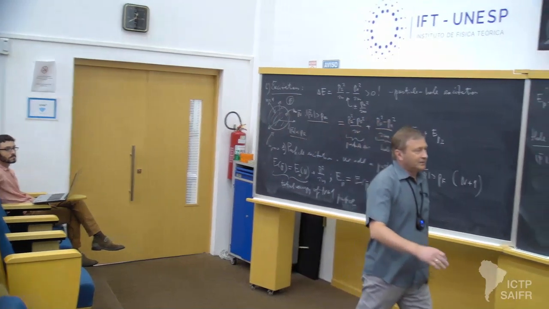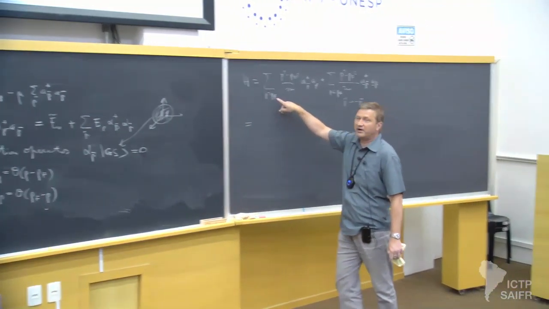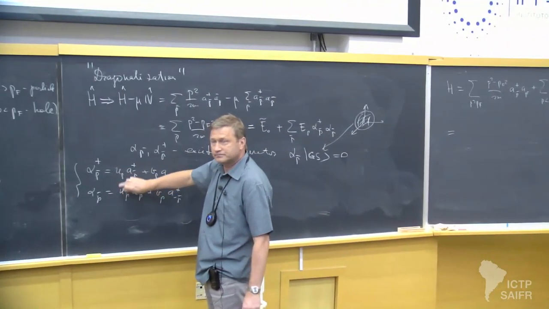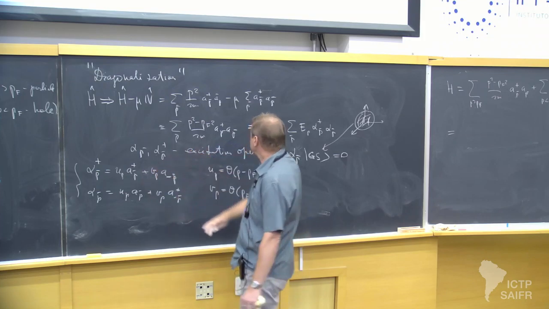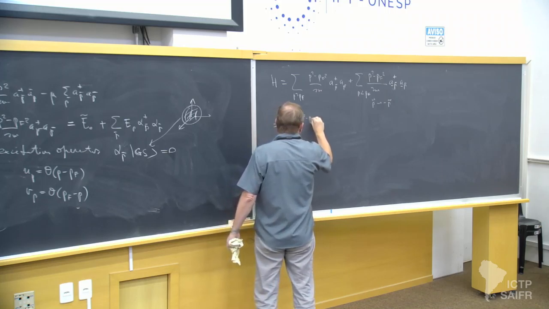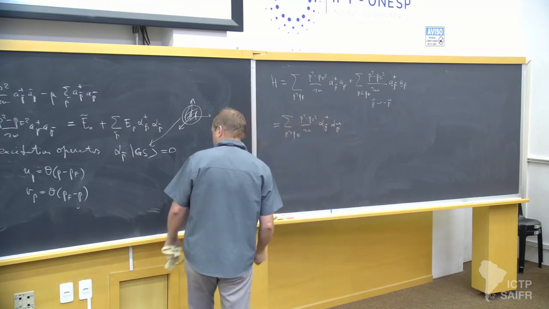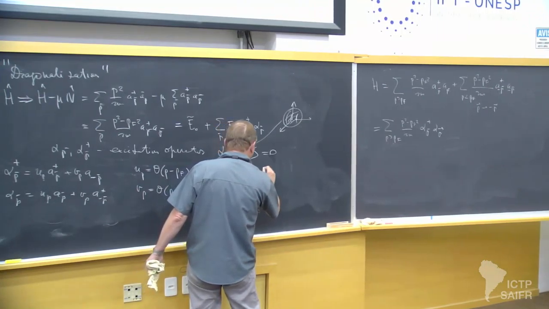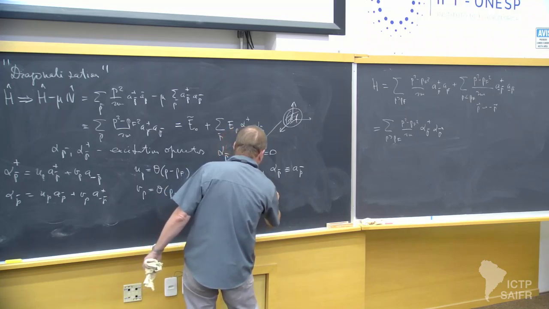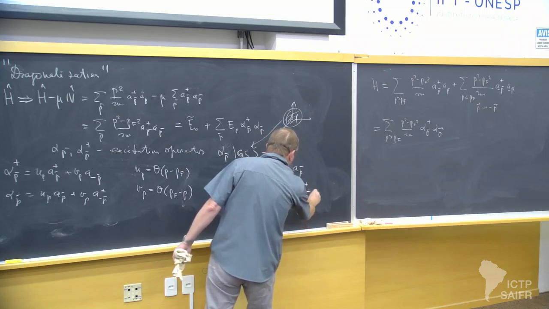But now, following these things, I can rewrite this: p above pf, and my a is exactly alpha, because then it's 1, and this is 0. So here it is the sum over p larger than pf, p squared minus pf squared over 2m, alpha p dagger alpha p. Because for p larger than pf, we have alpha p identical to ap, and for p below pf, we have alpha p identical to minus a dagger minus p.